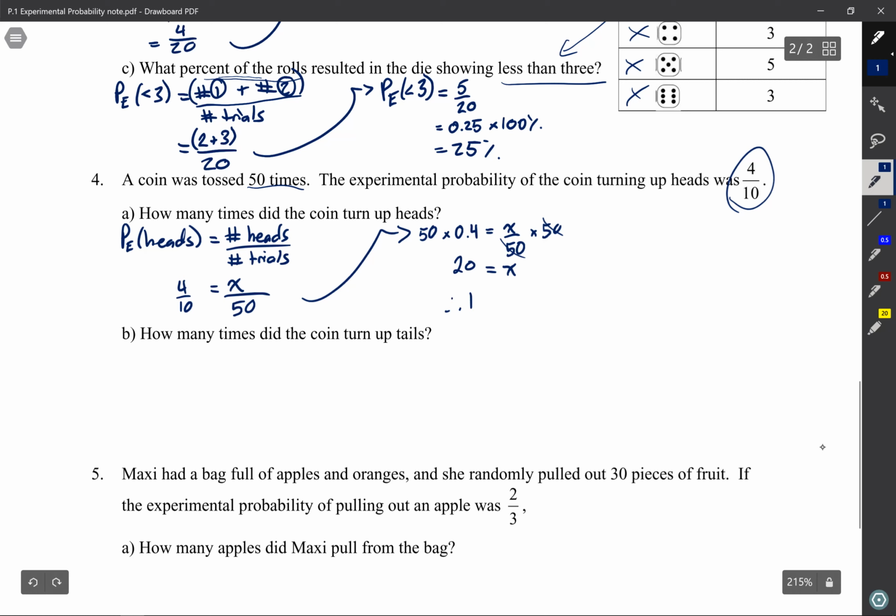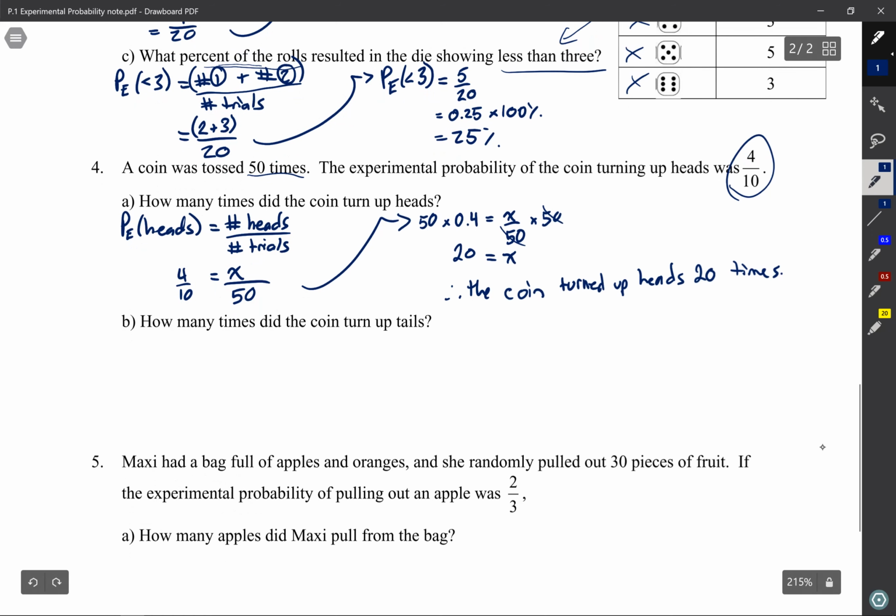So therefore, the coin, because it's a word problem, we'll answer with a sentence here. Therefore, the coin turned up heads 20 times.